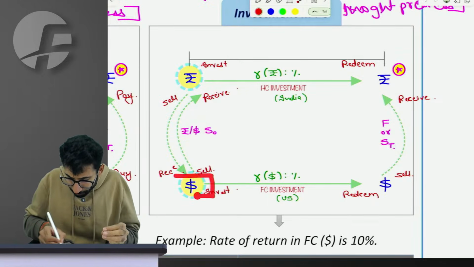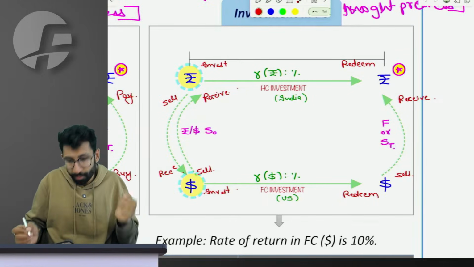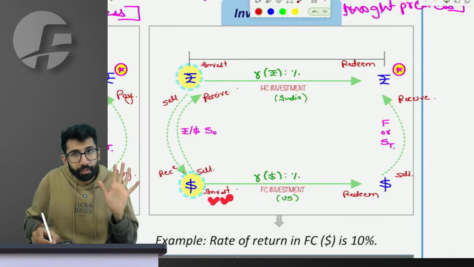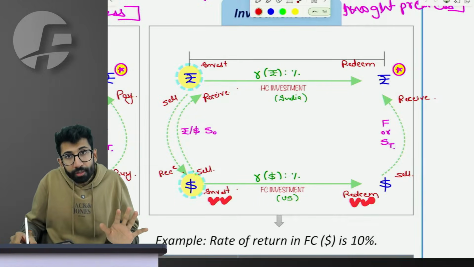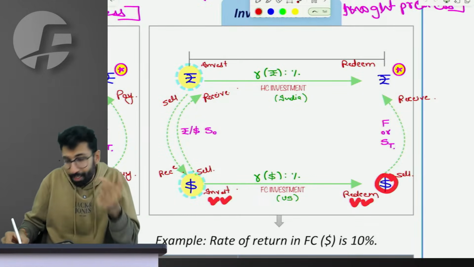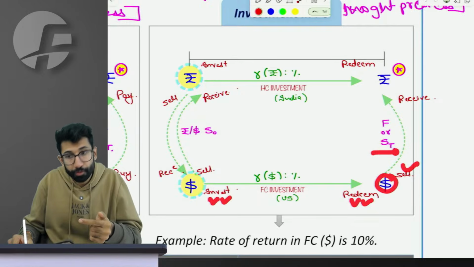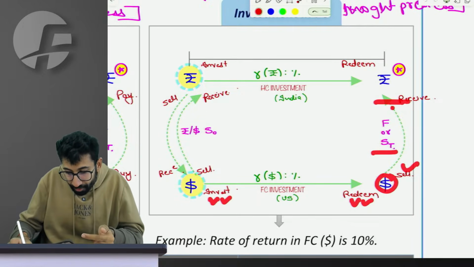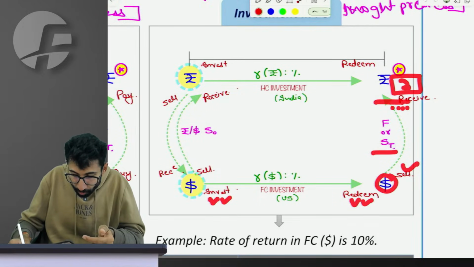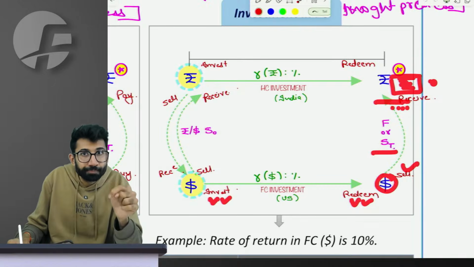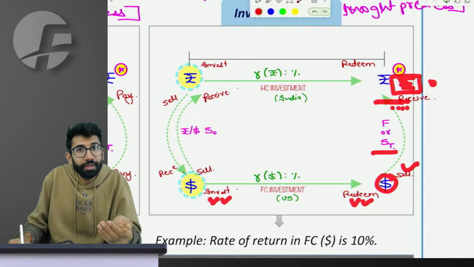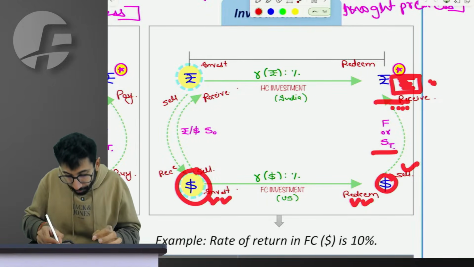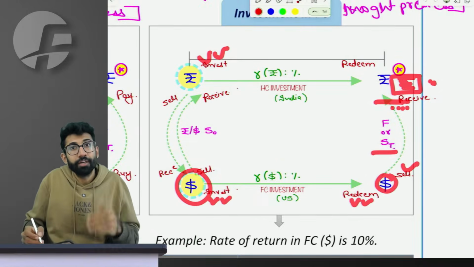Sir, if you have dollars, you again have two choices. Invest in dollar as it is, redeem the dollar, and whatever dollar you have redeemed, sell it off using the spot or forward rate and receive the home currency rupee amount. That is option 1. Option 2 is to invest in India. So if I have dollars and I want to invest in India, what do I do?